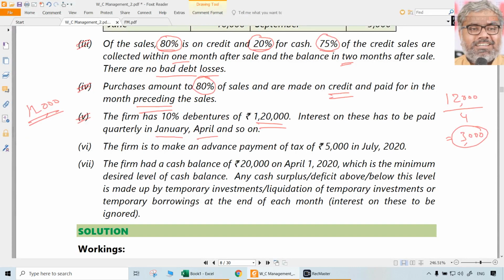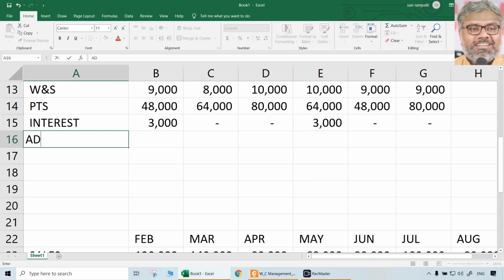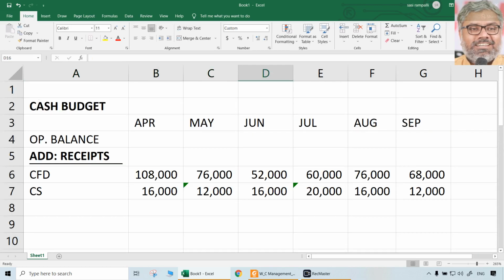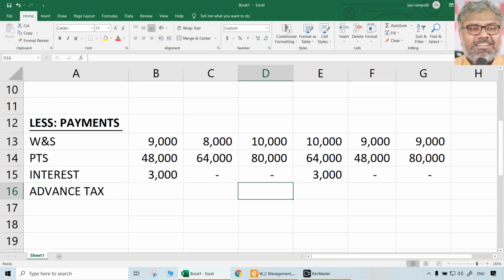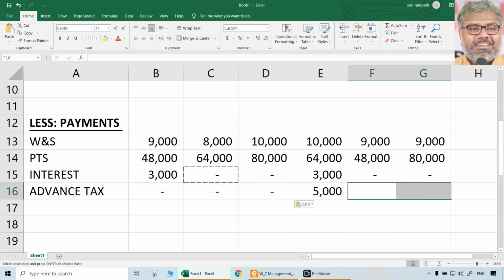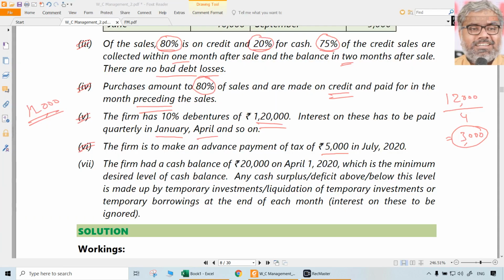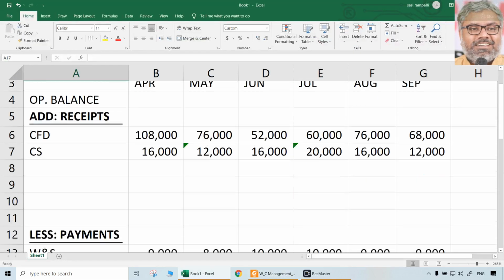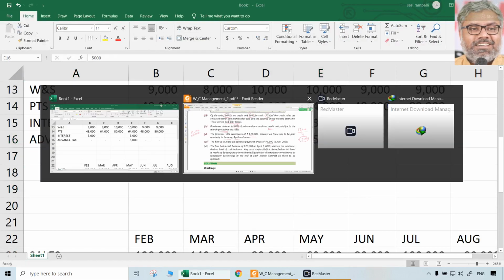3,000 rupees interest. Next, the 6th point says the firm has to make an advance payment of tax of 5,000 in July 2020. So let us call it advance tax. When is that? July. Exactly the month you have to check. July month, how much? 5,000. All remaining months, nothing, nil. Only in July there will be a 5,000 payment of advance tax.